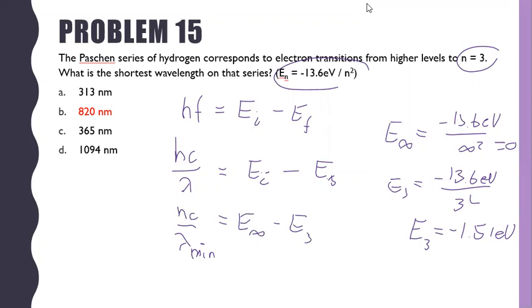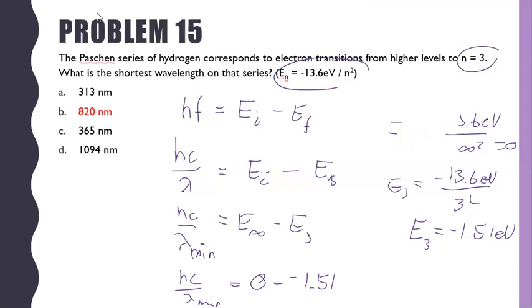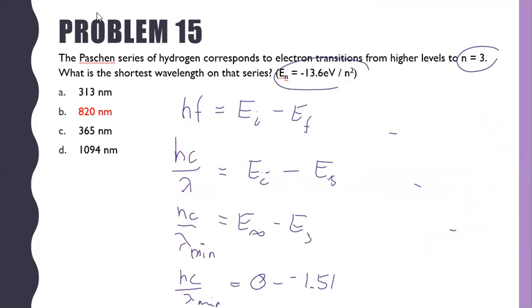So now I have hc over lambda is equal to 0 minus negative 1.51. Now you're going to solve this for the wavelength. So it comes out similar to the previous problem of solving. So let's erase something here and work this out real quick.